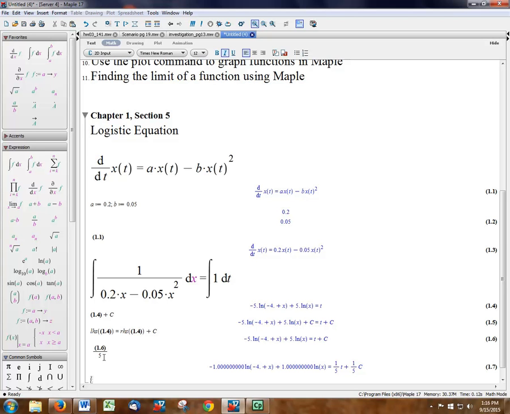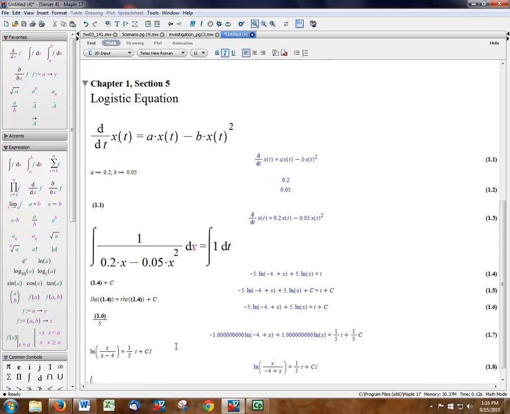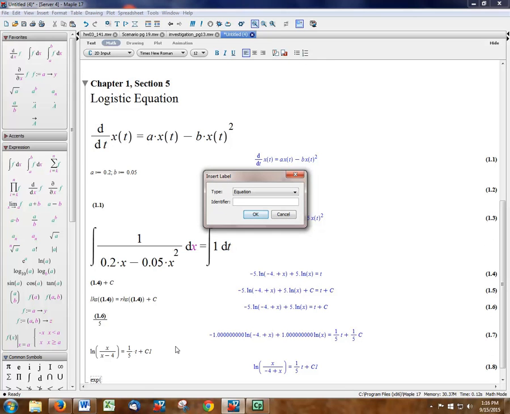Now, since we have ones up front, we can apply the logarithm properties. So I can rewrite this as the natural log of x divided by x minus 4, and that should be equal to 1/5 times t plus some constant. We'll just call it C1 for now. And now I can take the exponential of both sides. So exp, parenthesis, Control-L 1.8.